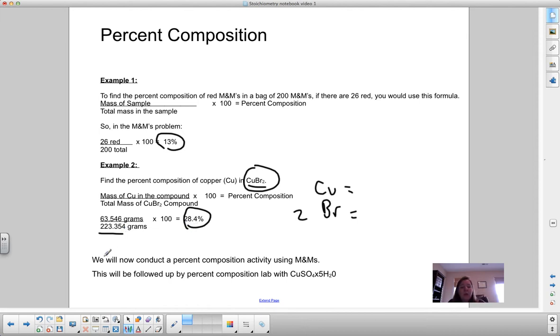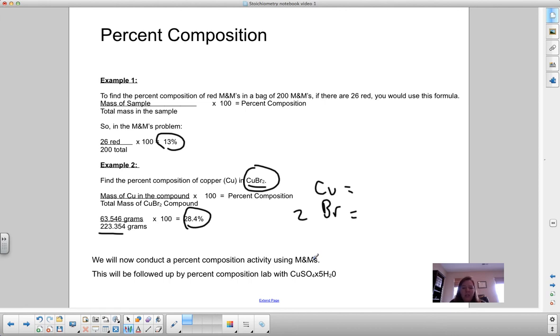Okay, now we will pause to conduct a percent composition activity using our M&Ms. And you will be going into the lab next time I see you to do a percent composition lab with some hydrated copper sulfate. We're going to actually not hydrate it anymore, okay? So take a pause and do those, and then we will continue on with the empirical formula.